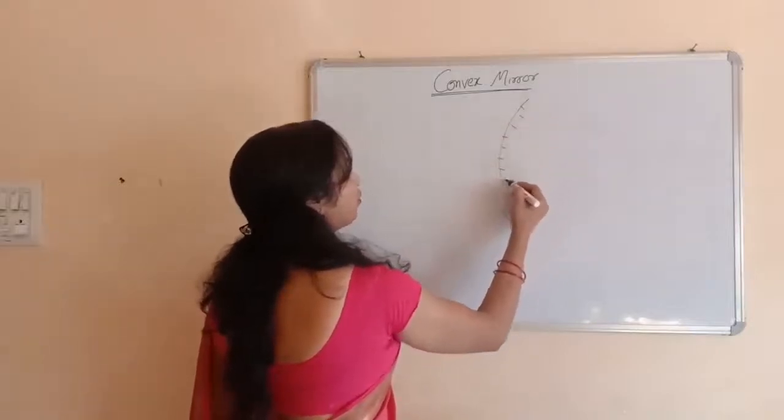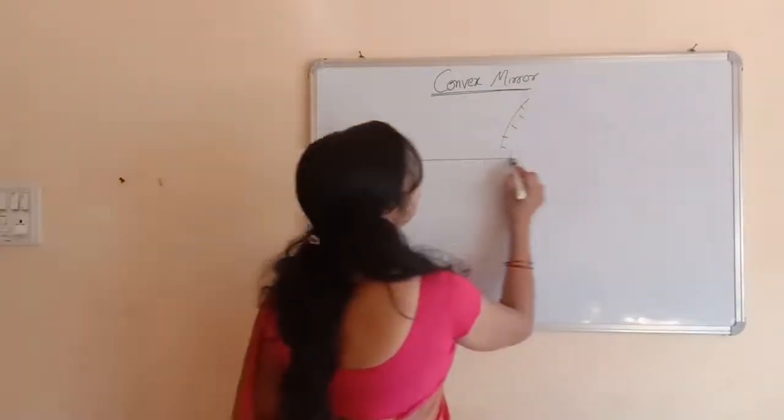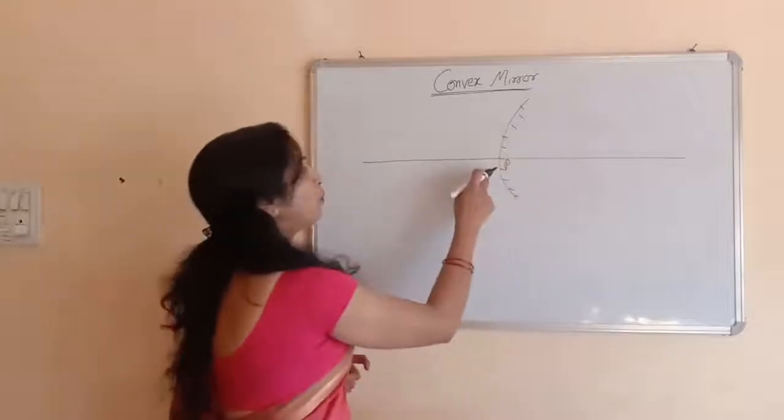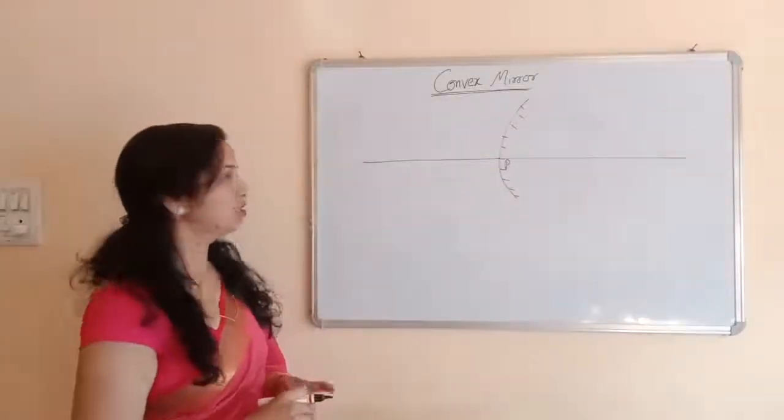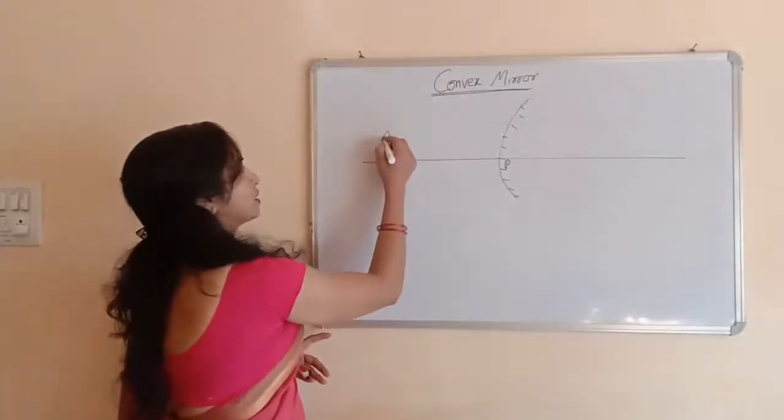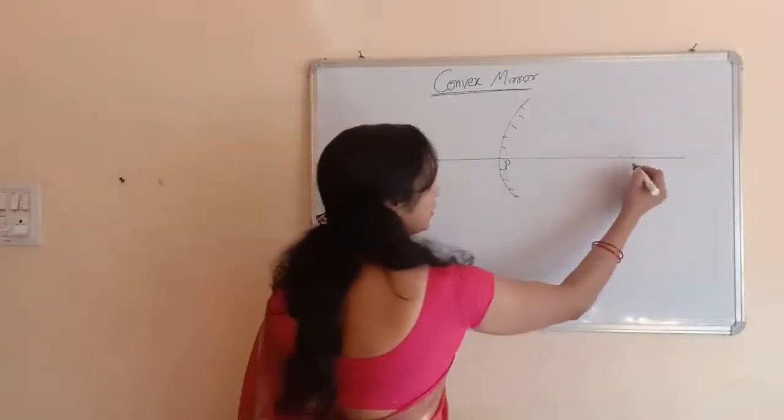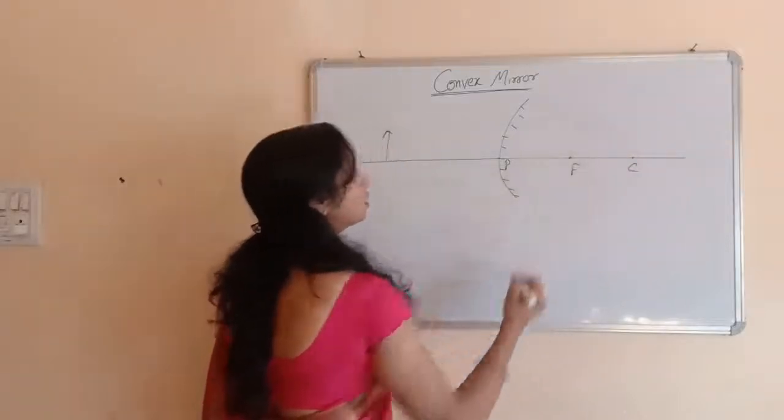And what is the position of an object? We are placing the object in between pole and the infinity. Okay? So anywhere like this. This is the center of curvature. This is the principal focus.